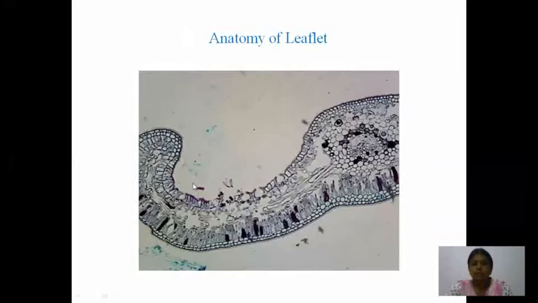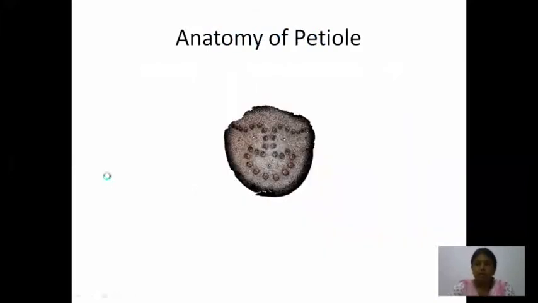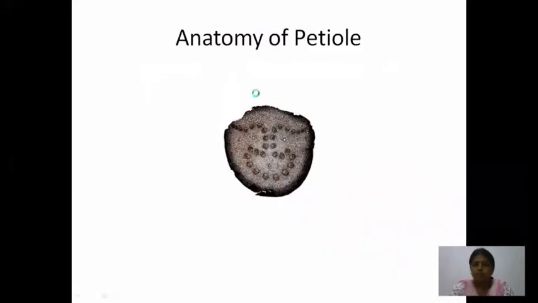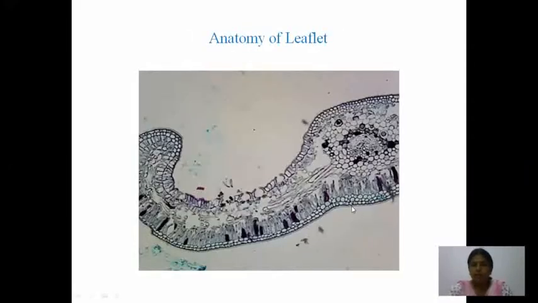This is the anatomy of the leaflet of Cycadaceae. This is the leaflet of Cycas. This is the upper epidermis and this is the lower epidermis. Here you see that the stomata are present only on the lower epidermis, and this type of stomata is the sunken type.